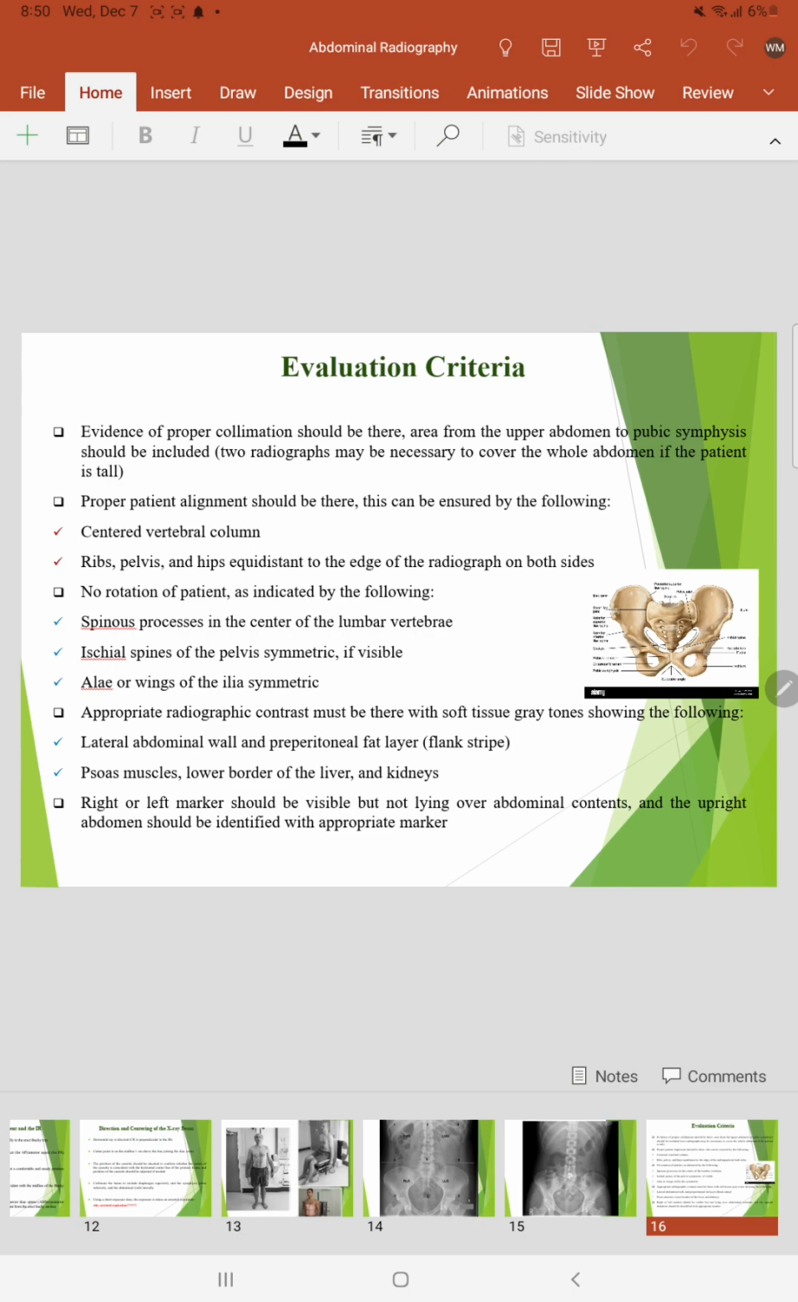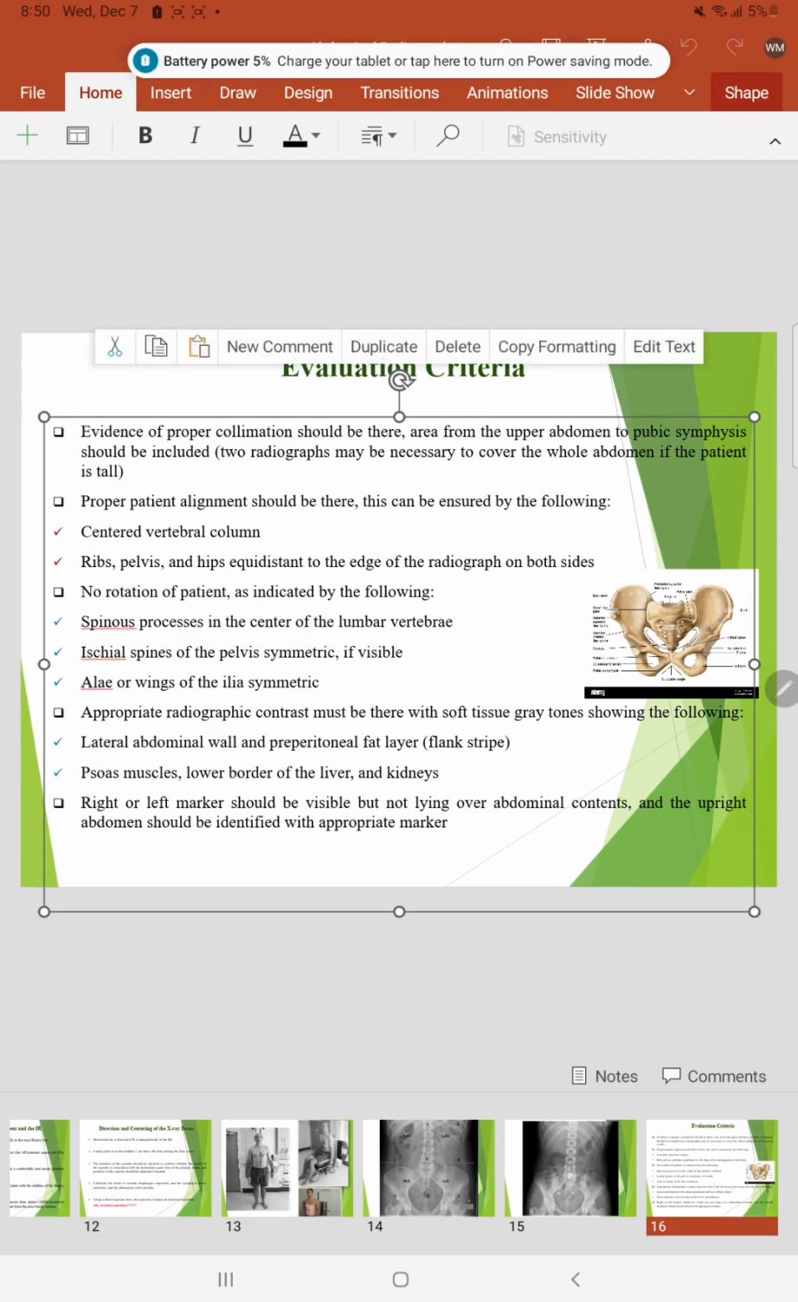Ischial spines of the pelvis symmetrical if visible. Ala or wings of the ilia symmetric. Appropriate radiographic contrast must be there with soft tissue grey tones showing the following: lateral abdominal wall and peritoneal fat layer, flank stripe, psoas muscles, lower border of the liver and kidneys.